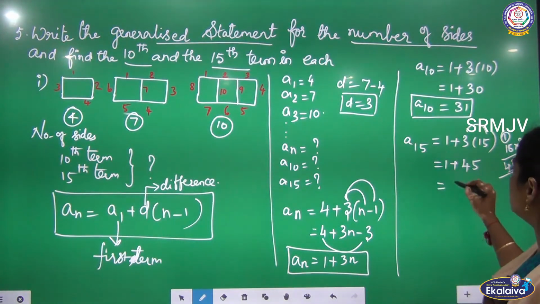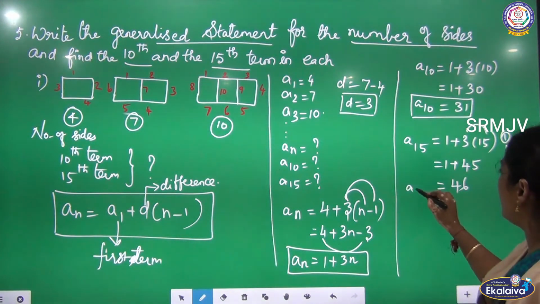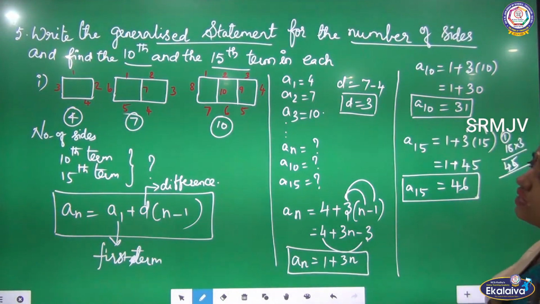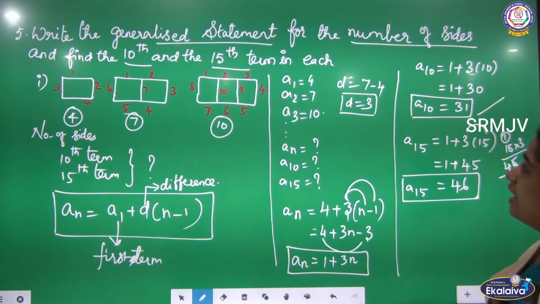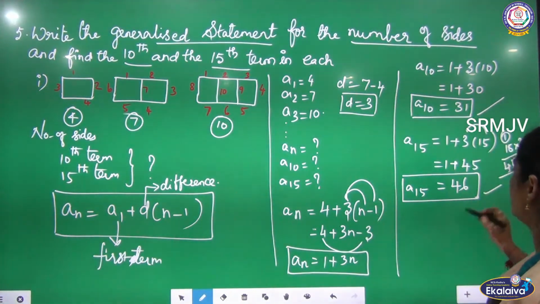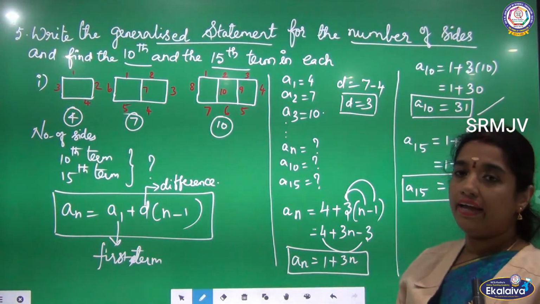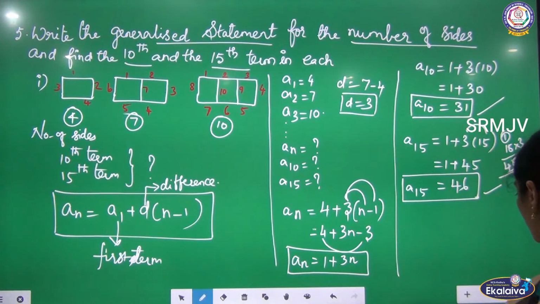Now 1 plus 45, which is what? 46. So A15 is equal to 46. What is asked in the question? The 10th term, my answer is 31, and the 15th term, 46. If 15 squares are joined together, the number of sides is 46. Got it? Shall I move on to the next sum, children?